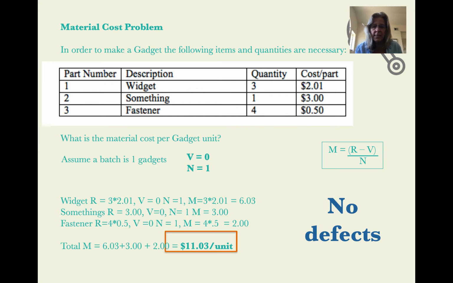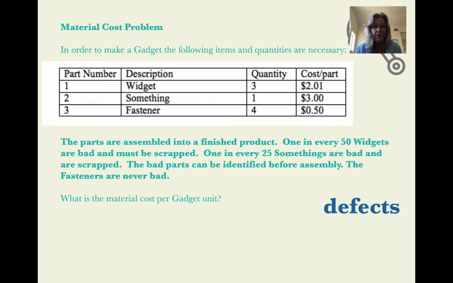But what if we have defects associated with it? So in this case, we have 1 in every 50 widgets are bad and must be scrapped. 1 in every 25 somethings are bad and must be scrapped. And the bad parts can be identified before assembly, and the fasteners are never bad. So now we have scrap rates associated with this. So 1 in 50 is a 2% scrap rate for widgets, and 1 in 25 is a 4% scrap rate for somethings. And we'll just need to include that in the calculation.